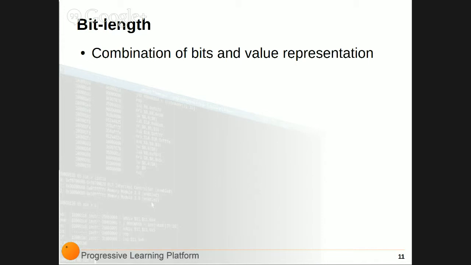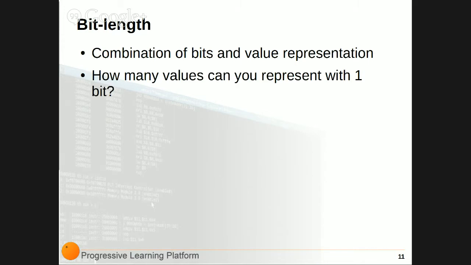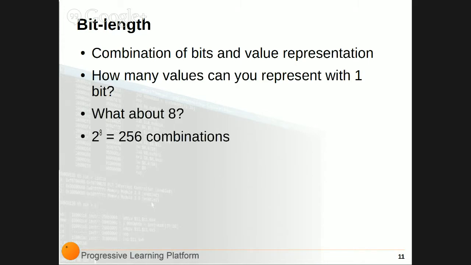With 1 bit, how many things can you represent? 2. 2 bits? 4. 3 bits? 8. So 2 times 2 times 2 times 2, right? So with 8 bits, it's 256 combinations. You can represent 256 combinations of something. It doesn't have to be a number.